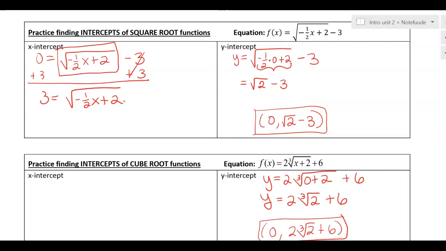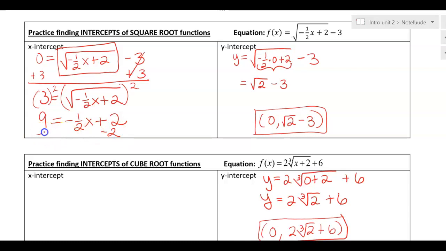All right, now that I have the square root package alone that contains X inside of it, what do I want to do so I have a chance at getting X by itself? Good, I want to square both sides. And you don't have to worry about plussing or minusing here, it's only when you square root, okay? So this would be 9 equals negative 1/2 X plus 2. And now we would finish solving from here.